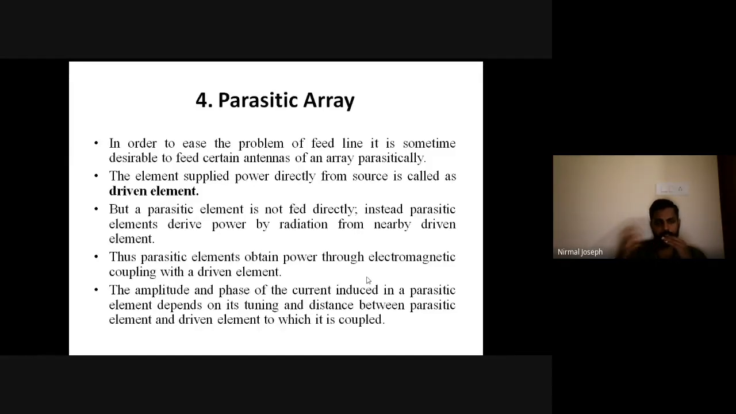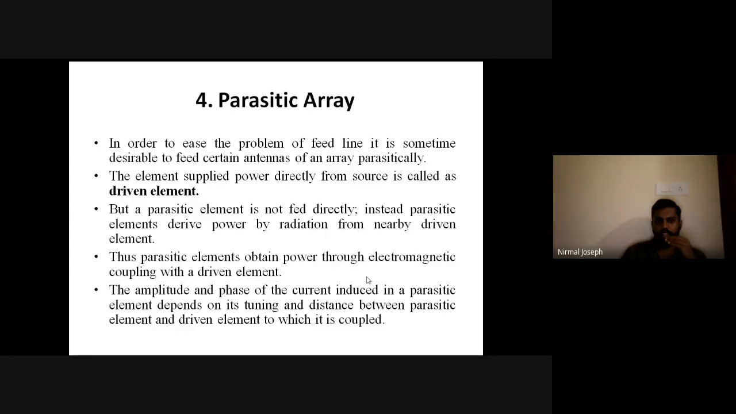What is meant by a parasite? A parasite is an organism which lives on some other organism and feeds from that. It is feeding from some other organism. Similarly, here we will see what this parasitic array means in terms of antennas.